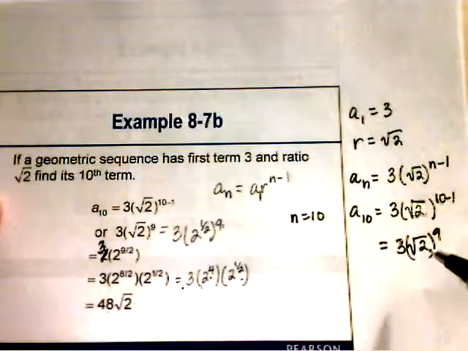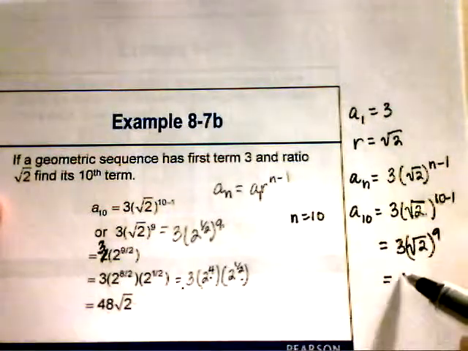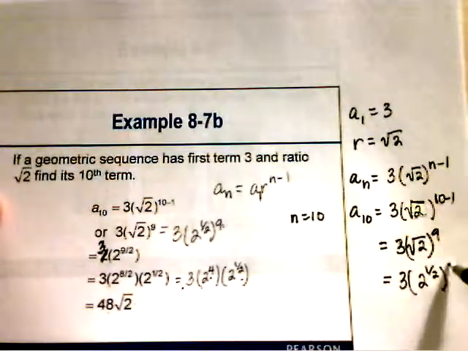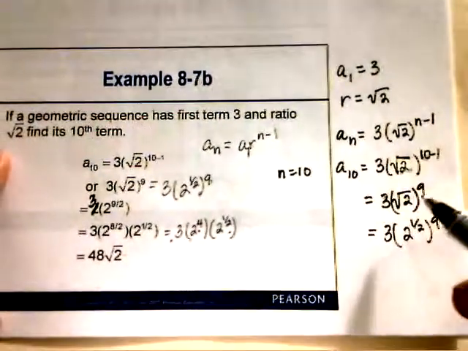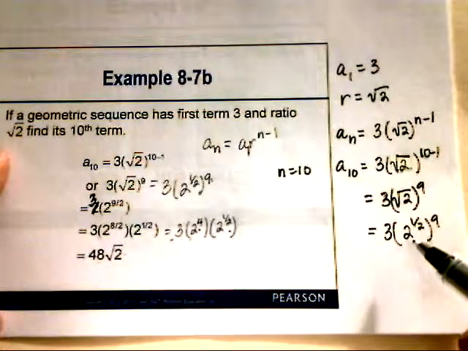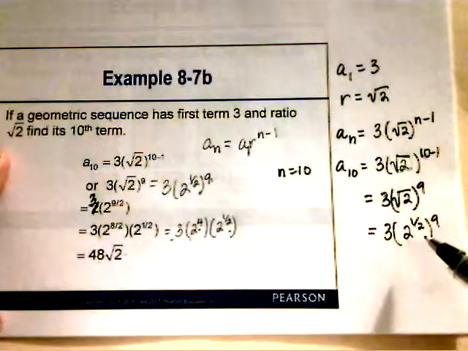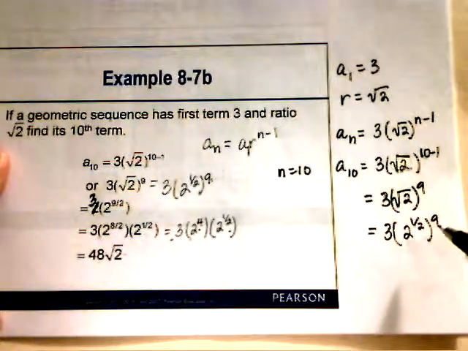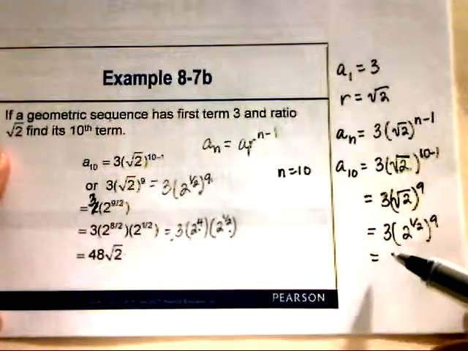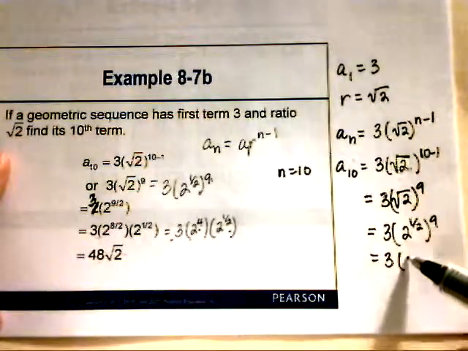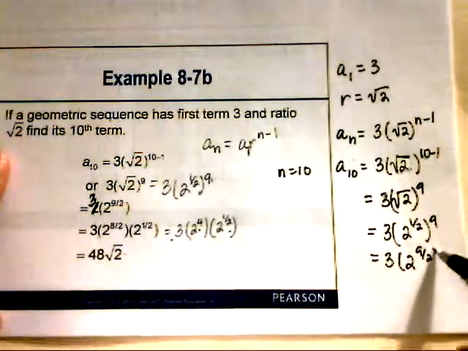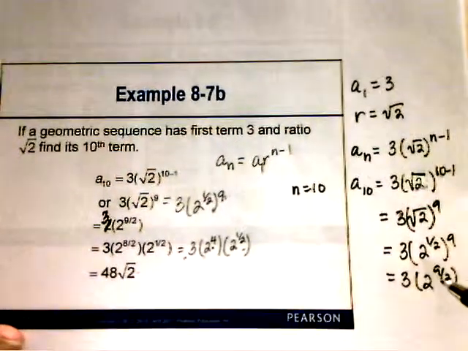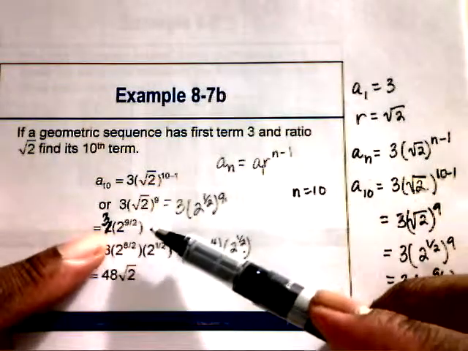Okay, now square root of 2, if I write that in exponential form, that would be 2 to the 1/2 raised to the 9th. Because square root of 2 in exponential form will be that number to the 1/2, because it's a square root. And then I'm raising a power to a power so I can multiply the exponents here. So this would be 3 times 2 to the 9/2. Okay, which is what they have here.